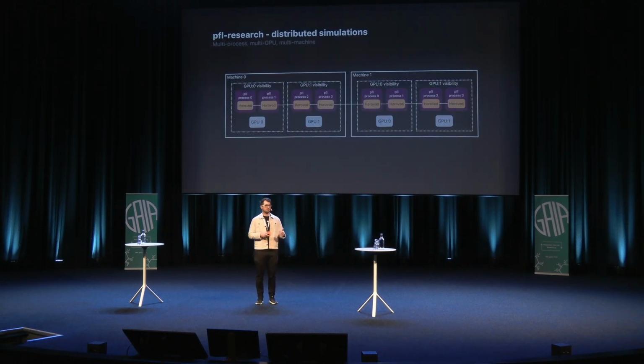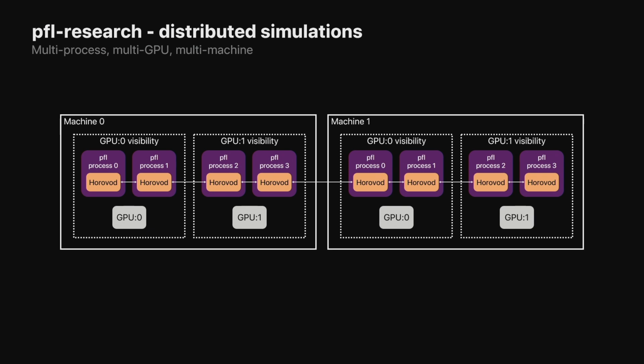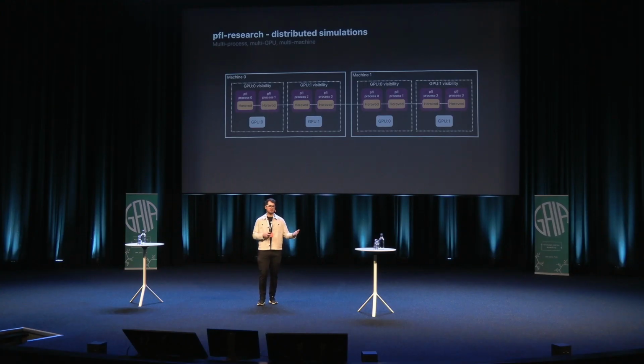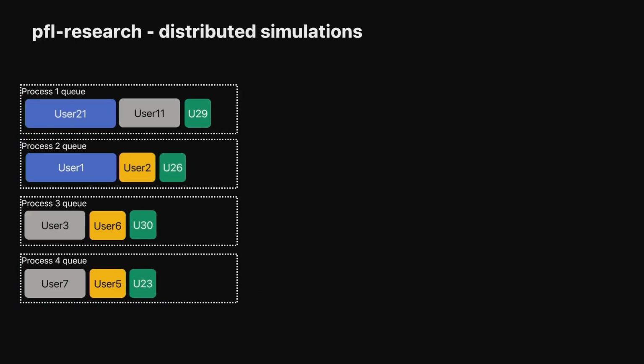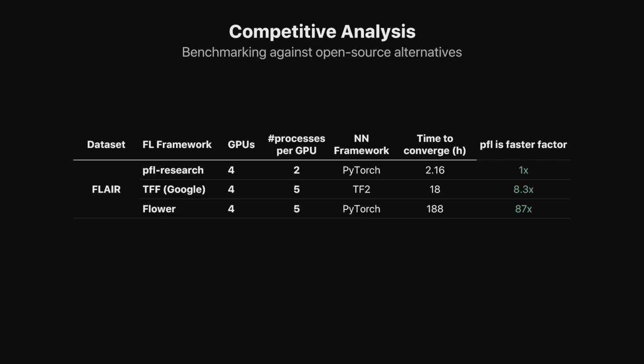PFL research supports multi-machine, multi-GPU, multi-process training, and it's very scalable in that way. Instead of emulating the topology that I showed earlier in federated learning, where you have a server and multiple clients with communication back and forth, in a simulation we don't need that. So we just have replicated processes and one single efficient communication step, which is an all-reduce, to sync model updates, metrics, and states between the processes. And then within each process, we have scheduling to minimize the straggler processes.